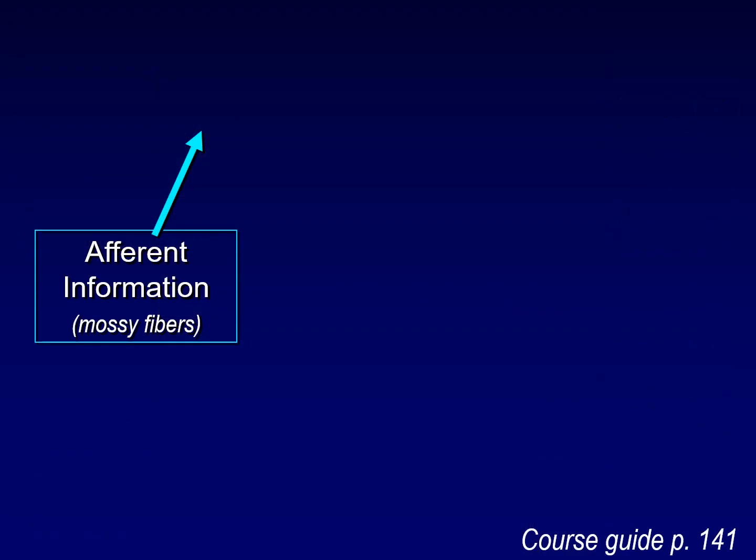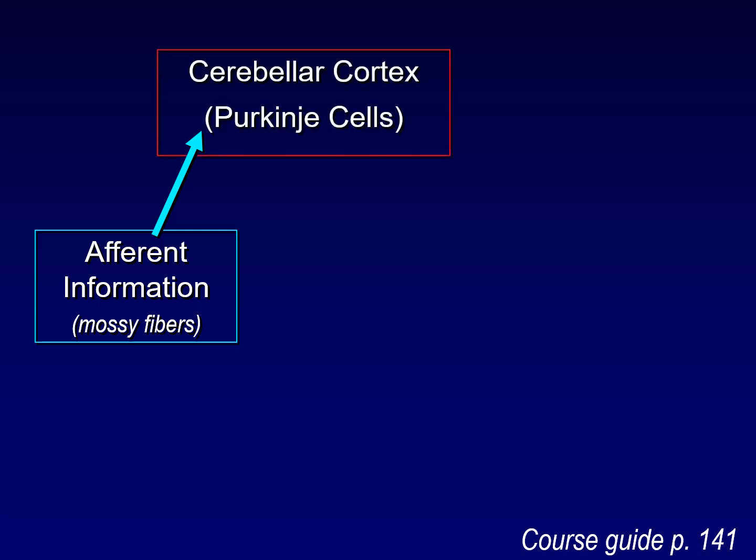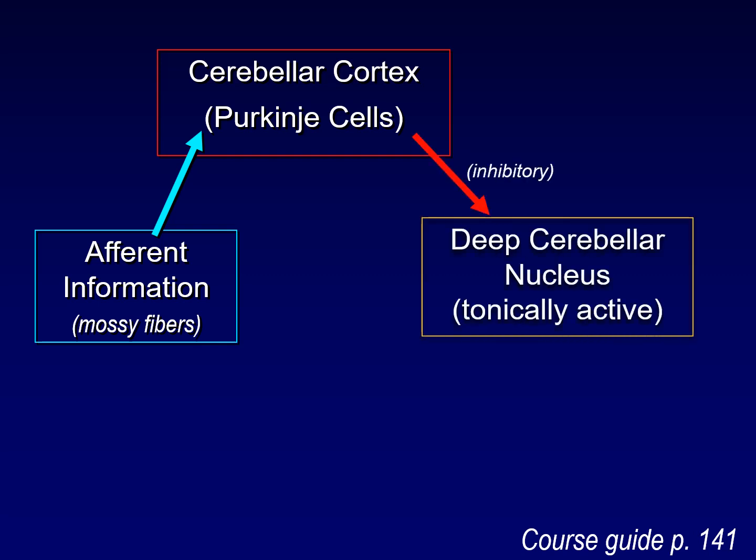So here is the basic pattern. I've got some sort of afferent information that's coming via these mossy fibers, coming into the cerebellum and projecting to one or another parts of the cerebellar cortex. And the cerebellar cortex, via its Purkinje cells, then projects out to one of the deep cerebellar nuclei. And those projections are inhibitory.